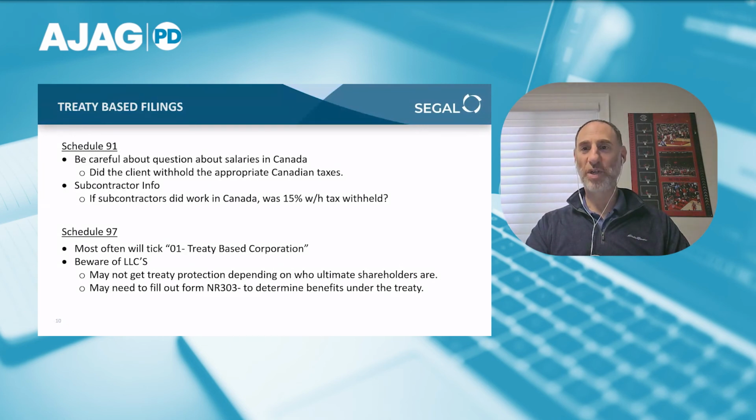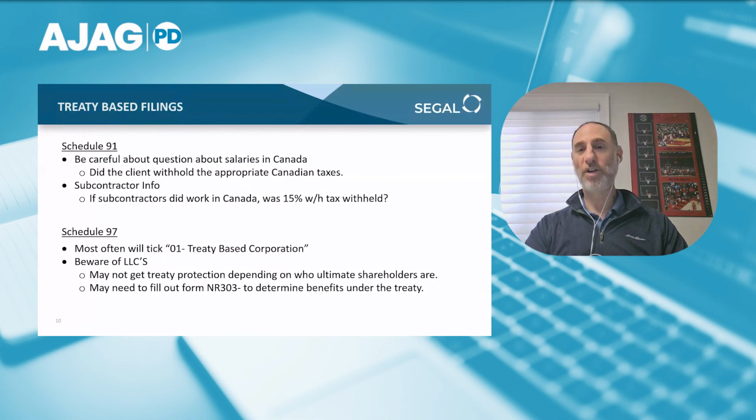Switching to Schedule 97, here you have to state the nature of the reason you're filing a tax return. The most common will be treaty-based corporation, which is number one. But be very aware of LLCs. LLCs are considered corporations in Canada, but they are flow-through in the U.S. And in some cases, they do not get treaty protection. It really all depends who the ultimate shareholders are.